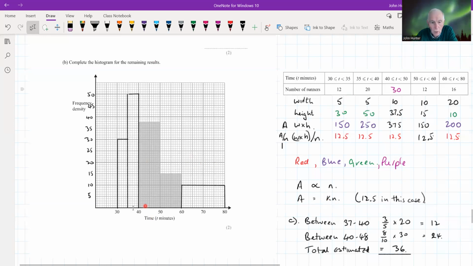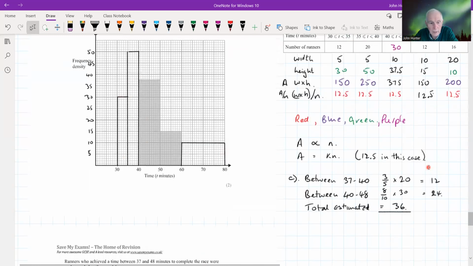Now we know for each of these class intervals the width and the height, and we can just calculate them on here, fill in the diagram, and in the process we also know our 30 here as well. Okay, so that is that.